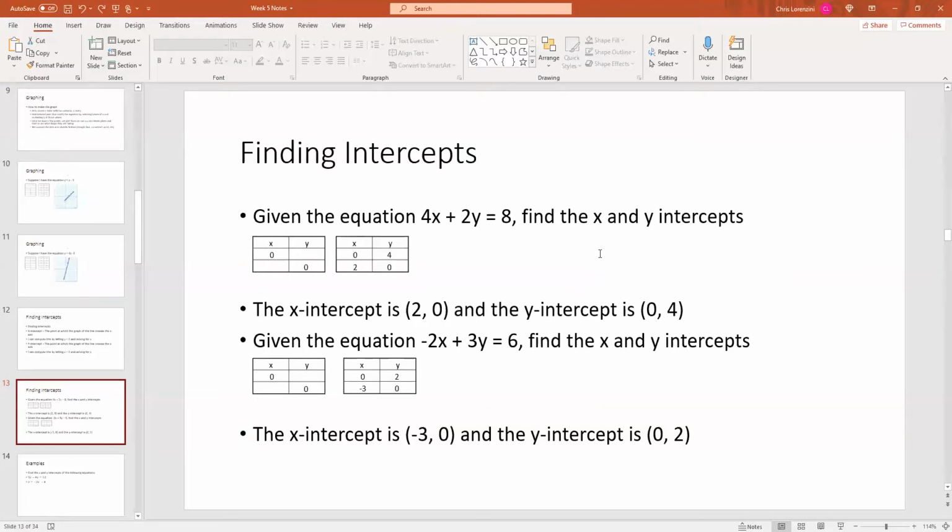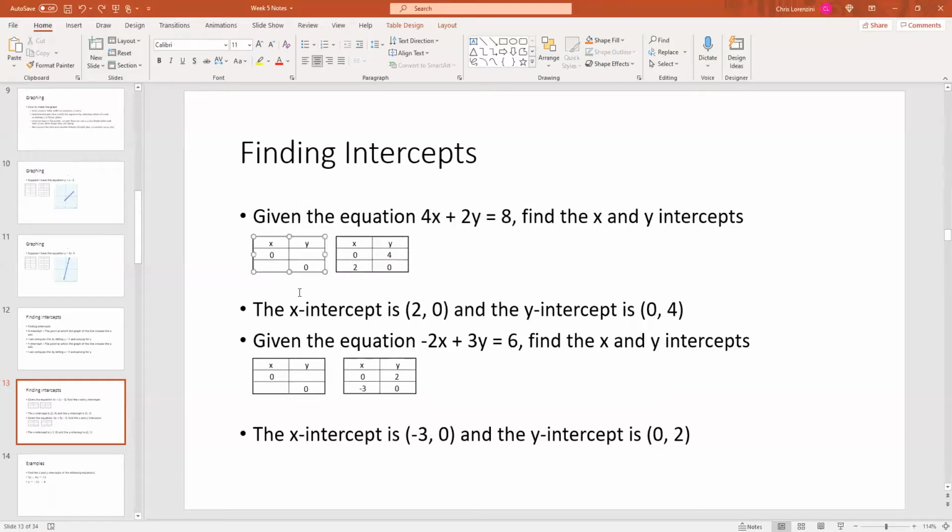So I told you we need a minimum of 2 points. If we choose to find the x-intercept and y-intercept, that gives us 2 points. Pretty easy for us to connect those dots. Then we can always find a third point just to make sure we didn't make a mistake. So given the equation 4x plus 2y equals 8, let's find the x and the y-intercepts.